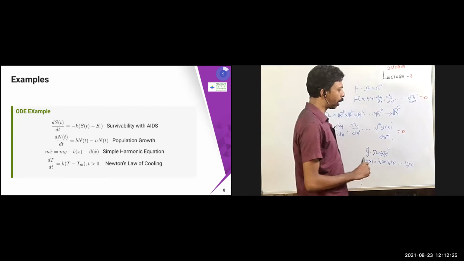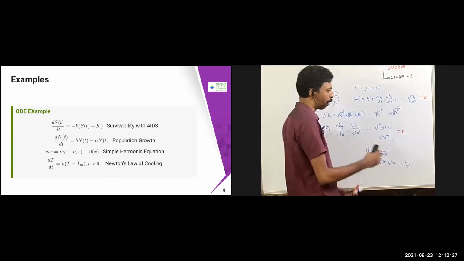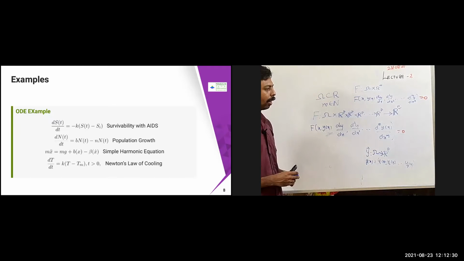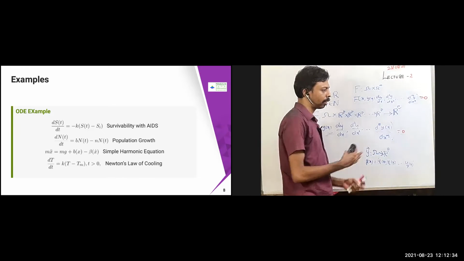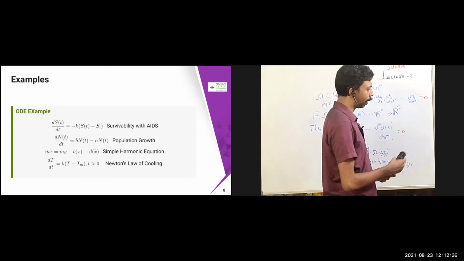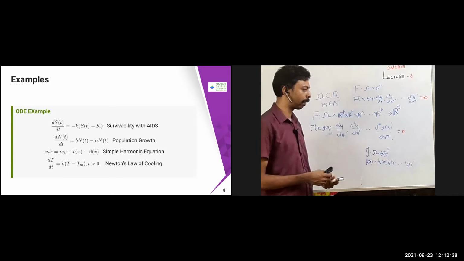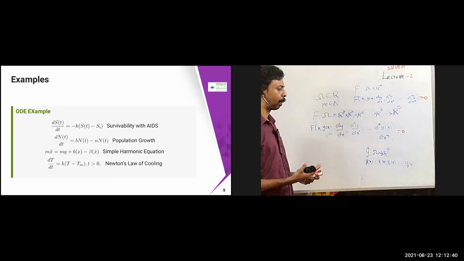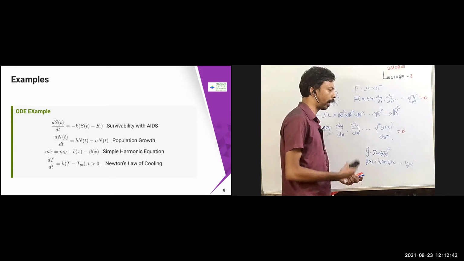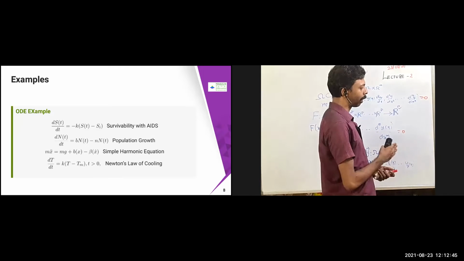So now let us come to simple examples. For example, the first equation: ds by dt equals minus k into s of t minus s of I. This is the survivability with AIDS. S is going to denote the survivability once the person is affected by AIDS. That is called the survivability equation.